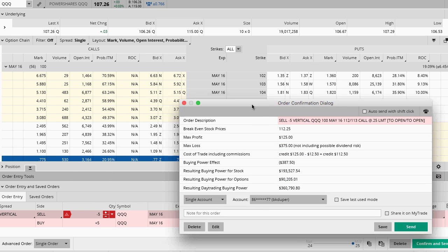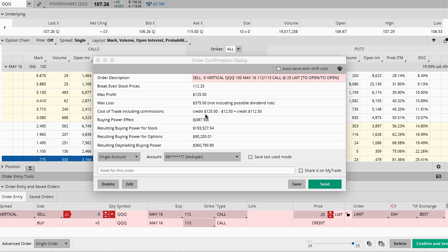We hit confirm and send, and you could see we're just now under that 2% threshold of $387 for the entire trade that we're doing, okay? So again, the position or the trade that we're doing, it is 5 contracts, but the risk in this trade is $387. That would be an appropriate risk size for this particular account.